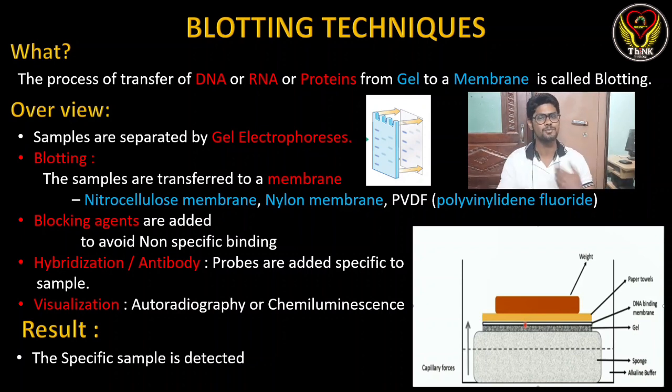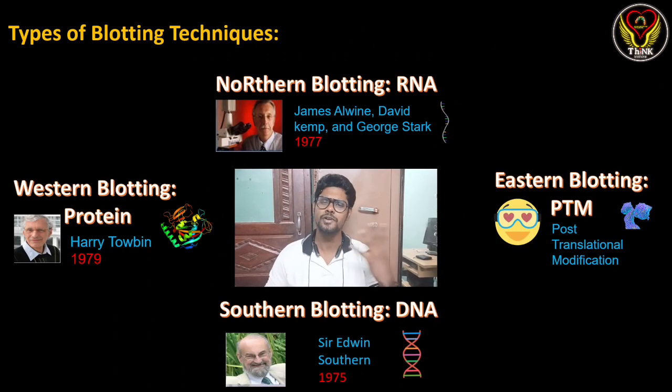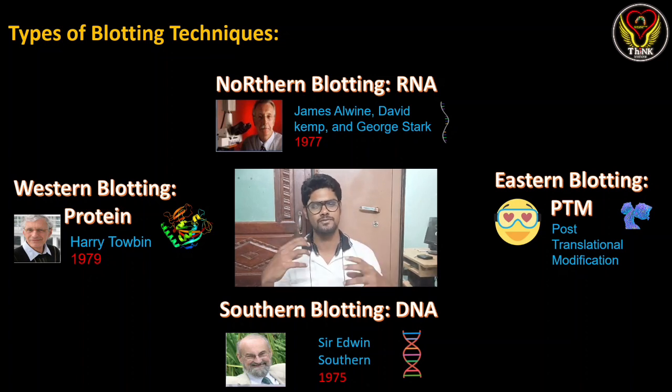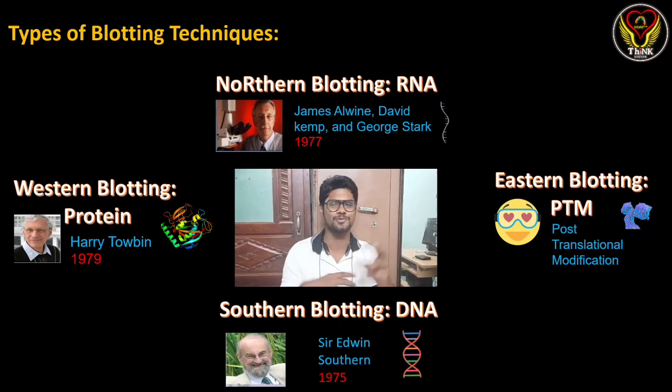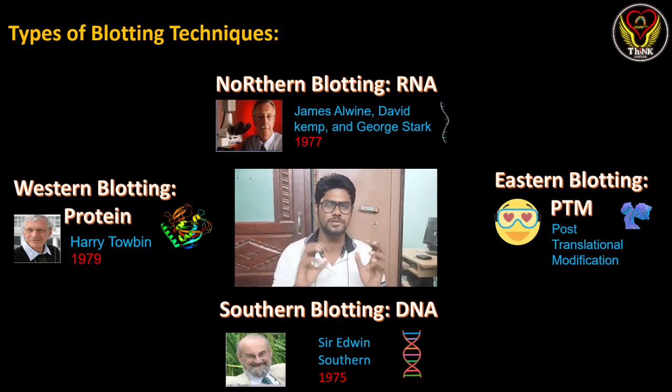So let's check what the blotting techniques are. Four important types of blotting techniques are northern blotting, southern blotting, western blotting, and eastern blotting. Northern blotting is to analyze RNA. Many people used to confuse which is to analyze which sample. They might confuse that southern blotting is RNA or western blotting is DNA or northern blotting is protein. So there will be some confusion for students.